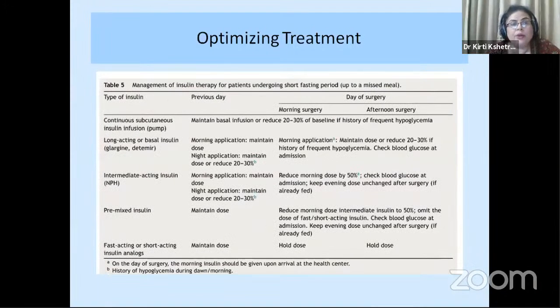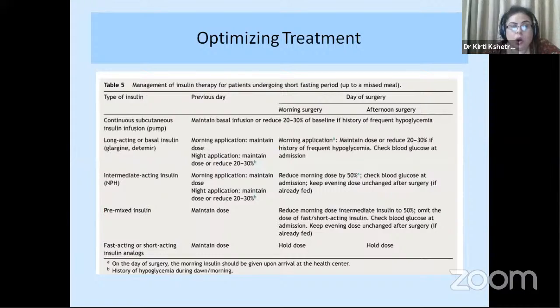Now, regarding the preoperative modification of insulin, continuous subcutaneous insulin: like on the previous day, on the day of surgery, be it a morning surgery or afternoon surgery, you don't have to remove the basal infusion. Reduction of 20 to 30% is required if the patient is missing dinner or a bowel prep is being done, so the patient does not take the top-up doses which are taken before the meals. The basal infusion remains the same.